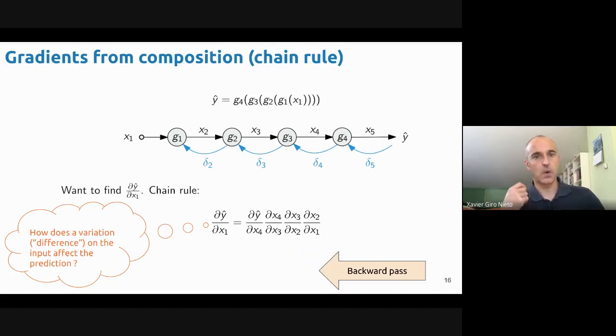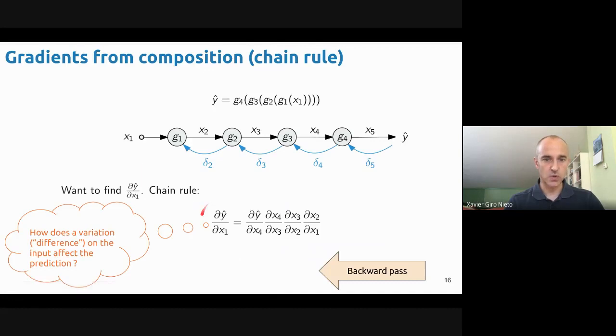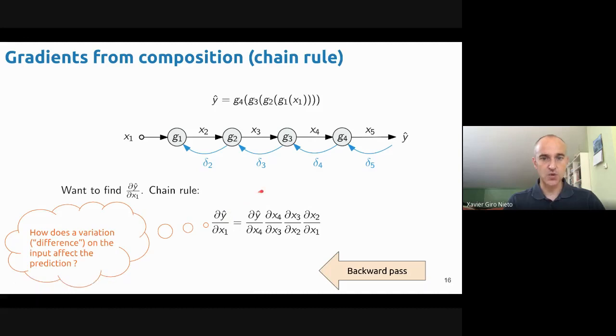Okay, now, what does the chain rule tell us? The chain rule tells us that if we want to find the partial derivative of the output with respect to the input, this is what we want to find. So the question is, how does a variation, a difference on the input affect the prediction? How does a variation of x1 affect the output y hat? The chain rule tells us that what we need to do is to compute the partial derivatives and take the product of them.